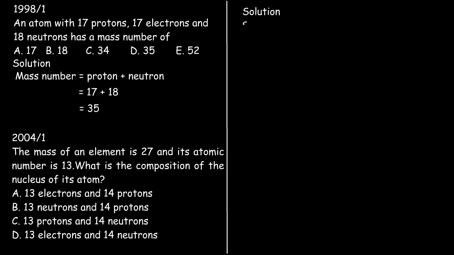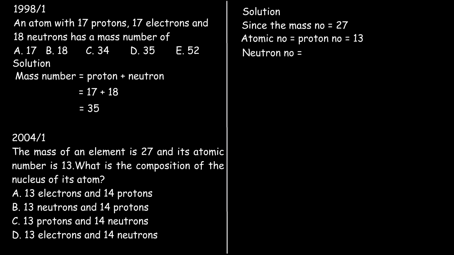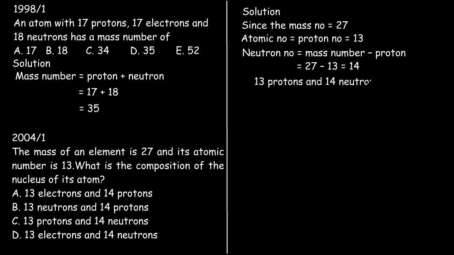Now for our solution, since the mass number is 27, atomic number will be equal to proton number, which is equal to 13. So our neutron number will be equal to mass number minus proton, which is equal to 27 minus 13, which is equal to 14. So the correct option would be 13 protons and 14 neutrons, and the correct option is C.